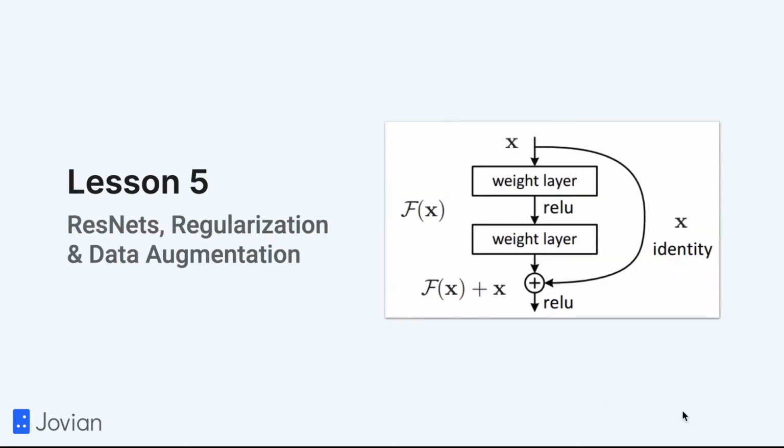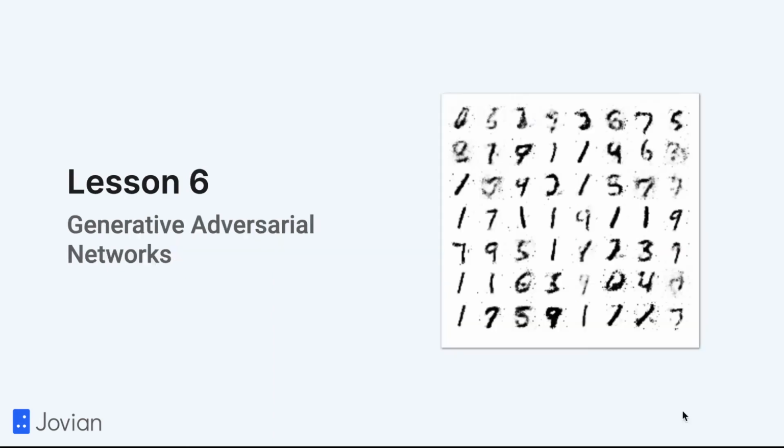Then in lesson 5, we are going to look at ResNets, regularization, and data augmentation. So we are going to take the convolutional neural network and we are going to apply some advanced techniques like adding a residual layer, performing regularization, and doing data augmentation to train a state-of-the-art model within just 5 minutes. So we are going to really see what are some real techniques that practitioners apply while working on real world projects. And then finally in lesson 6, we will turn our attention towards generative networks.